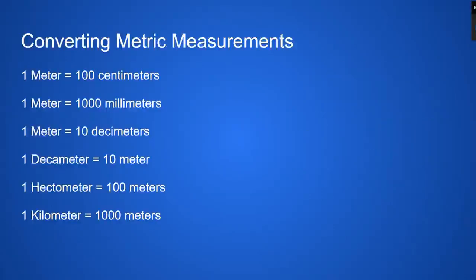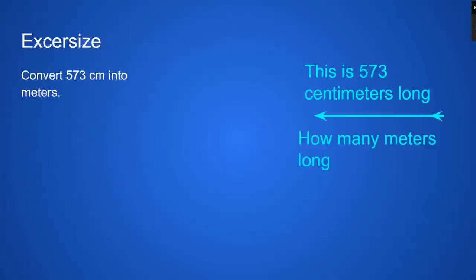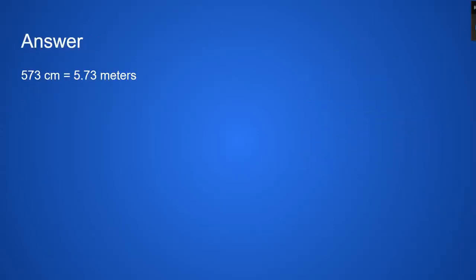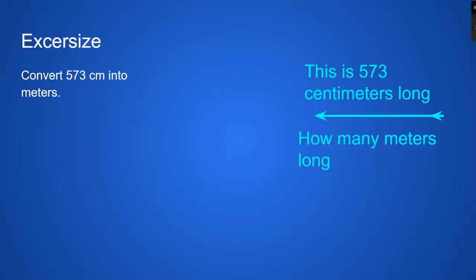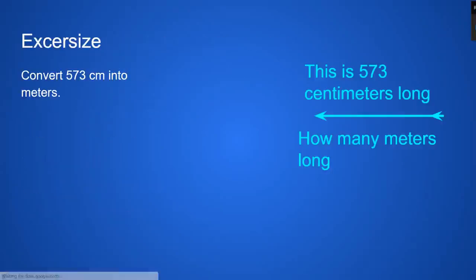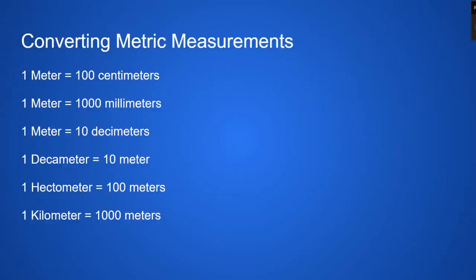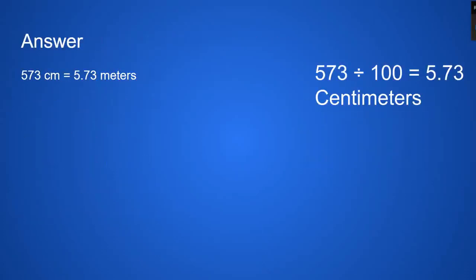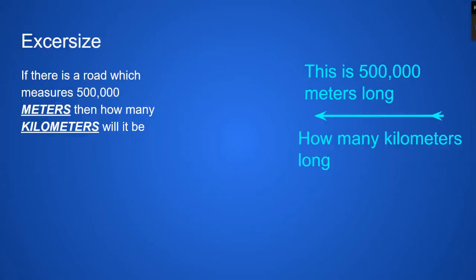573 centimeters. Look, centimeters. 1 meter is 100 centimeters. Do some math. Calculate. I'll give you some time to pause the video because I'm not gonna wait for you. Okay, hopefully you pause the video because here's the answer. It's 5.73 meters because if you take 573, you divide it by 100, you get 5.73 meters.